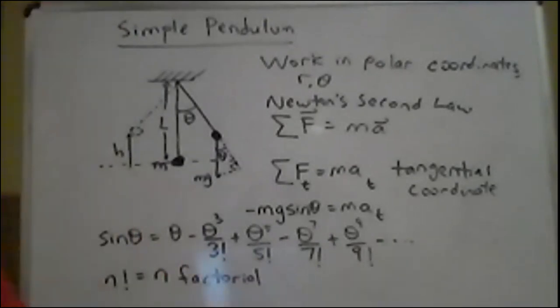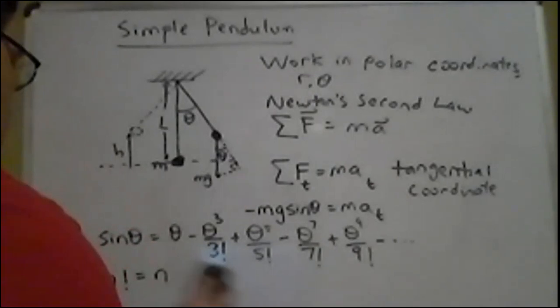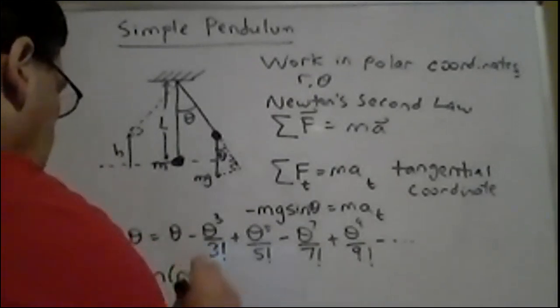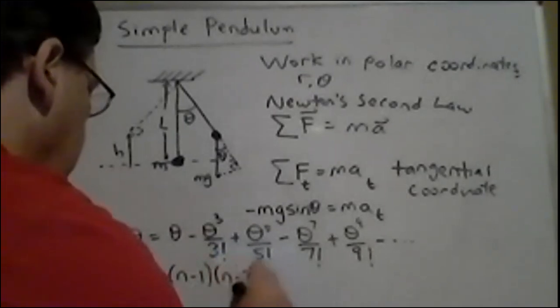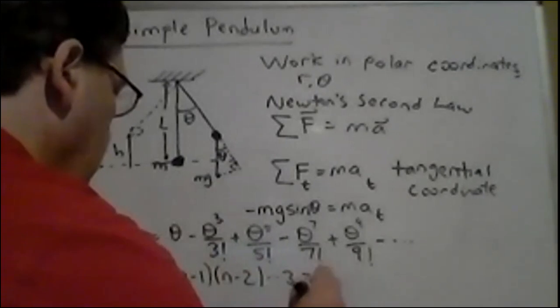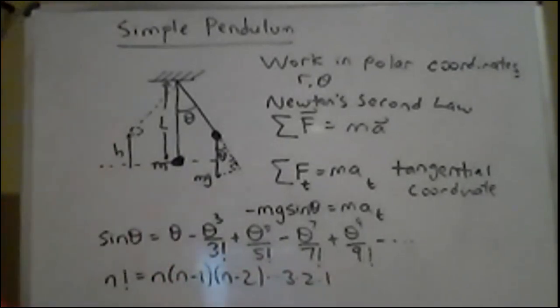All right, and how you figure that out in general is I just start multiplying. I take n times n minus 1 times n minus 2. I keep going all the way down until I get like 3 times 2 times 1. And I get this big number. In fact, a factorial is a very fast growing function.